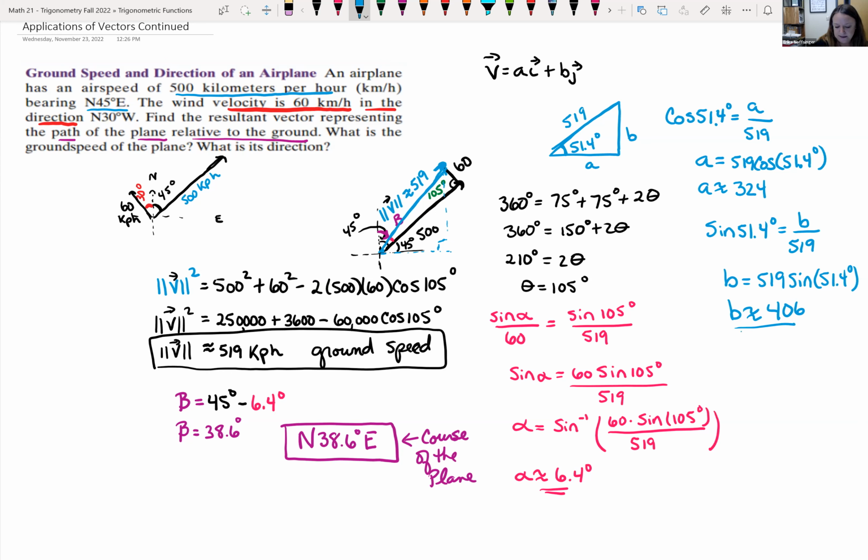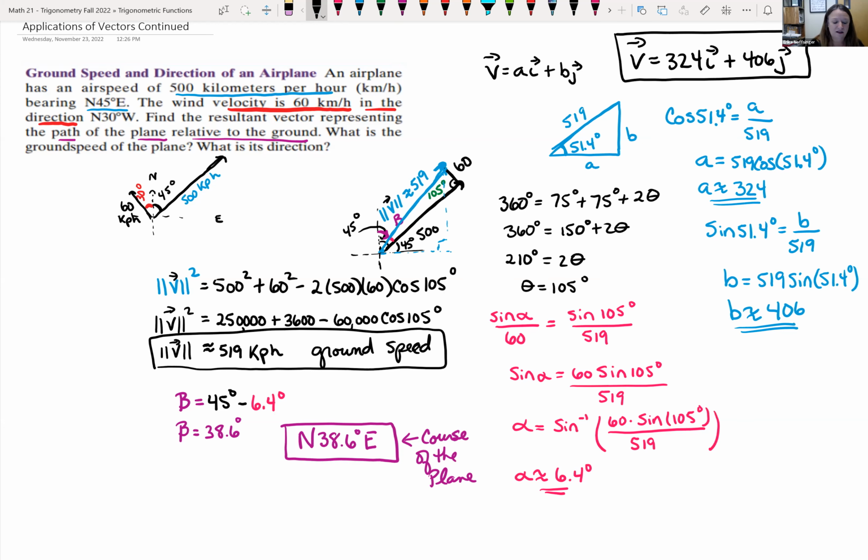So I know what B is, that's the vertical component of my vector. I know what A is, this is the horizontal component of my vector. So I know what my vector V is. This is equal to A, which we said was approximately 324 times i, plus 406 times j. That vector is my resultant vector of the true course of the airplane.